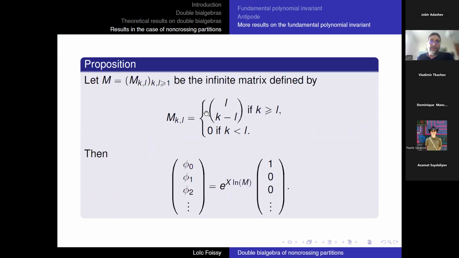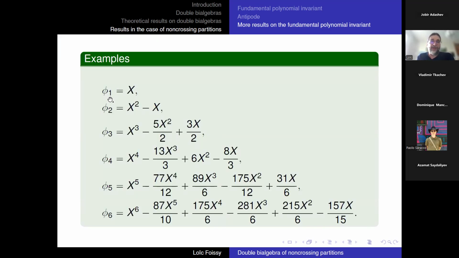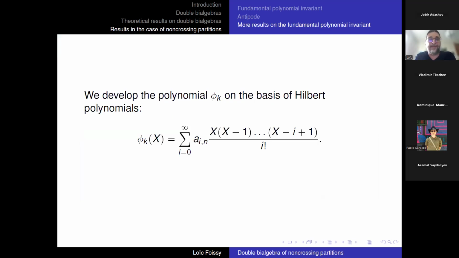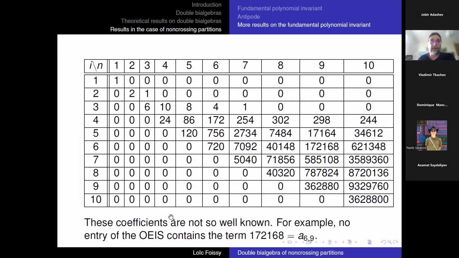So these polynomials are very combinatorial by nature. They count something. So maybe a good idea is to develop them in the basis of Hilbert polynomials. In fact, if you remember well, they were defined at the beginning in this basis. So we'll obtain some coefficients you can compute. Here they are.